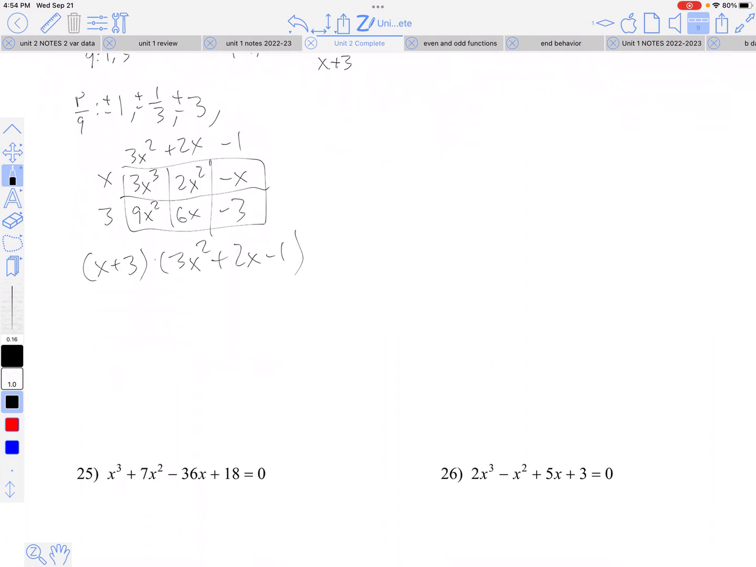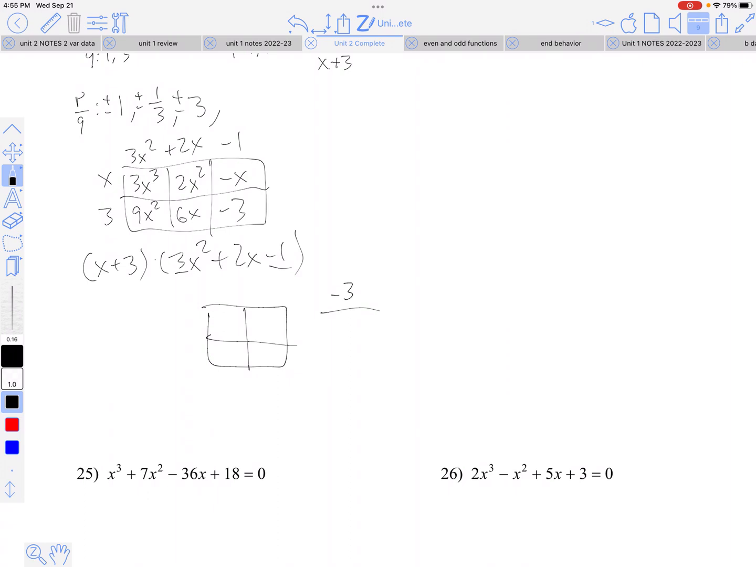Now, because it's a quadratic, I can use my skills from last year. So I can use the box method, A times C. I can factor this, hopefully. So 3 times negative 1 is negative 3. So I did my A times my C. Now I've got to think of numbers that multiply to give me negative 3, but add to give me 2, that middle term there.